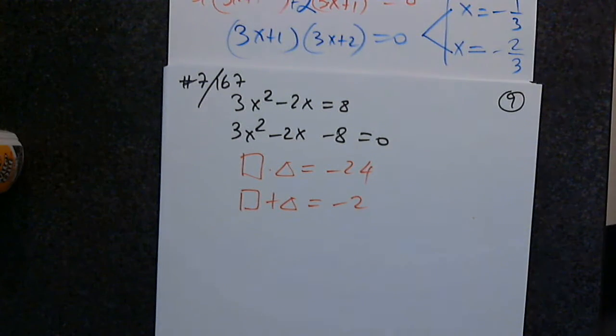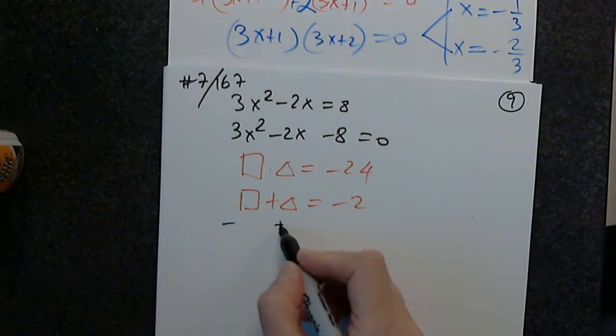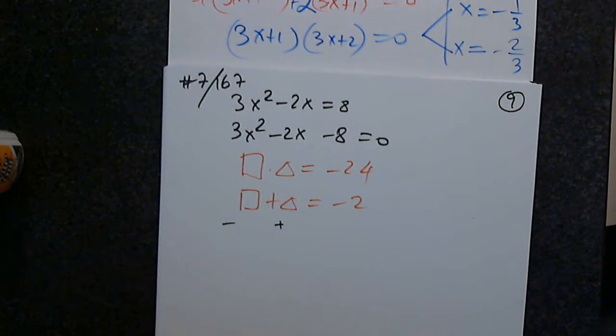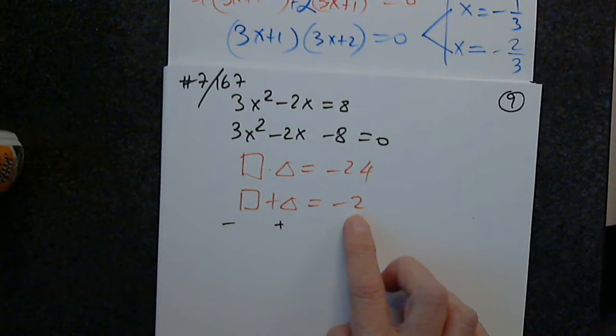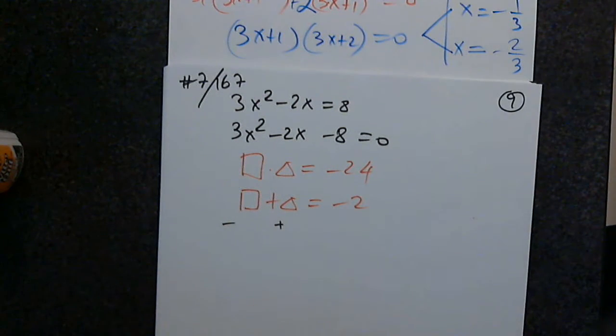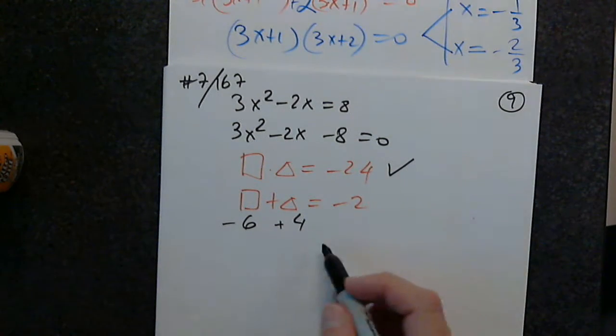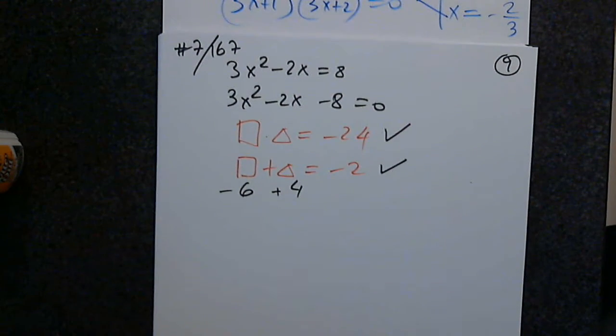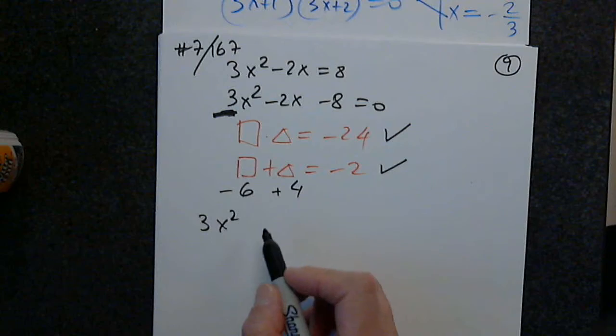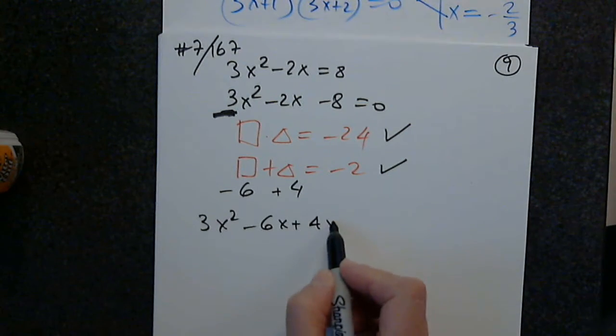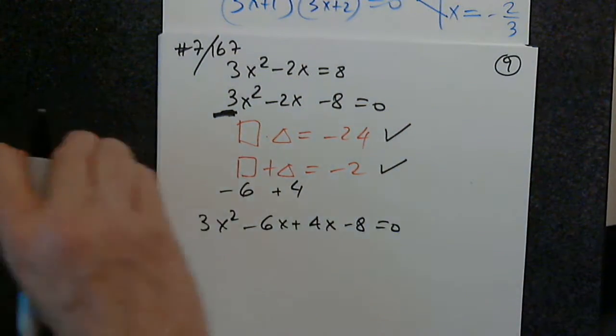Negative? 12 and 2 will not give us a sum of negative 2. Negative 6 and 4, I completely agree. The product is negative 24. The sum is negative 2, yes. Because the leading coefficient is not 1, you cannot immediately factor it. You have to go through the process of 3x squared minus 6x plus 4x minus 8 equals 0.